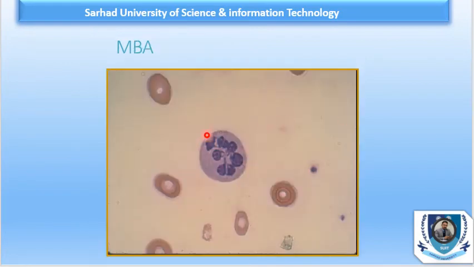So this is a hypersegmented neutrophil, and as I told you, the presence of hypersegmented neutrophils is an important diagnostic feature of megaloblastic anemia. Neutrophil hypersegmentation can be defined as the presence of neutrophils with 6 or more lobes, or the presence of more than 3% of neutrophils with at least 5 lobes. This is very important. So we can say that here we have hypersegmentation.